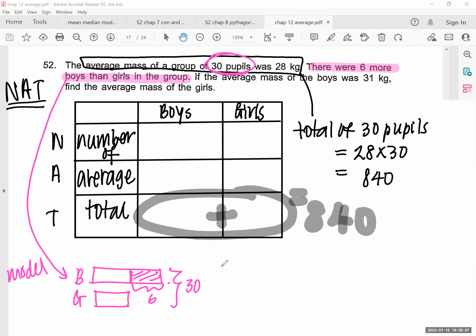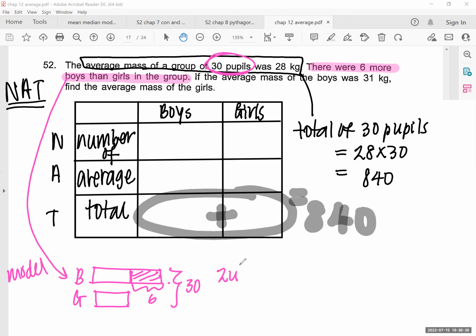No, that's not how you do a model. No. 30 minus 6. Why? Why do you use 30 minus 6 to get what? To get 2 units. Exactly. So what do I write? How do I form my link? I write as 2 units.